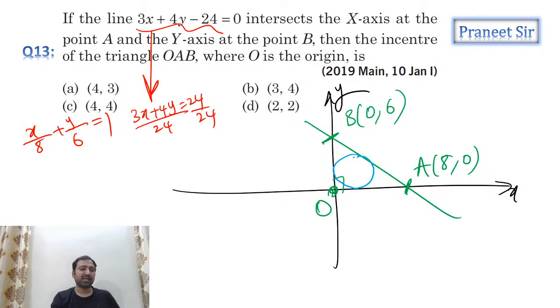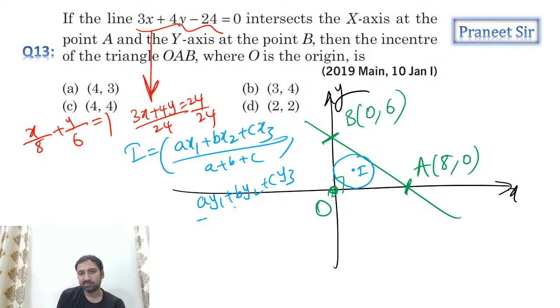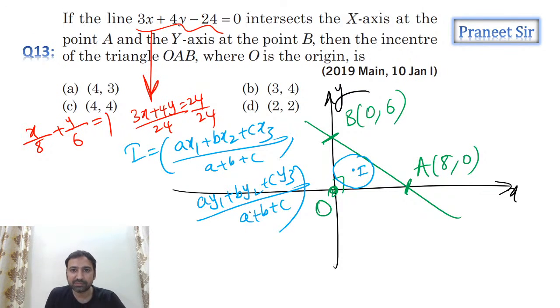Okay. But tell me, guys, how to calculate incenter formula? Yes, Sparsh, you are right. Incenter formula I is equals to ax1 plus bx2 plus cx3 by a plus b plus c, comma ay1 plus by2 plus cy3 by a plus b plus c. So if we use this formula, we can calculate incenter. Okay, right. One more point I can say, guys. Instead of calculating this formula, I will tell you one simple method so that you get the answer easily.